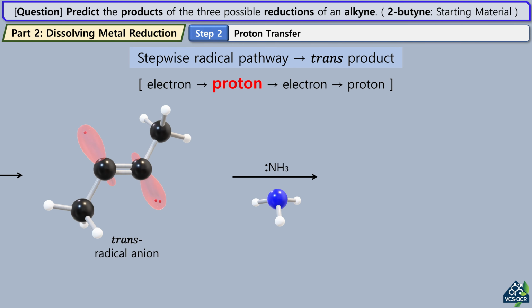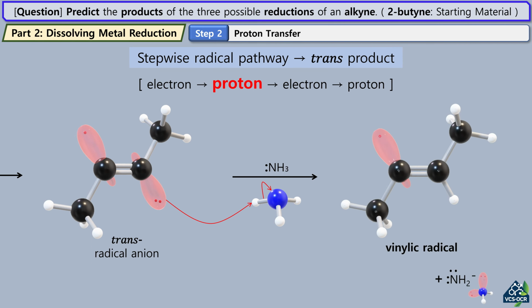Step 2. Proton transfer. The radical anion is strongly basic and immediately deprotonates a molecule of NH₃, the solvent, forming a CH bond and producing a vinylic radical.